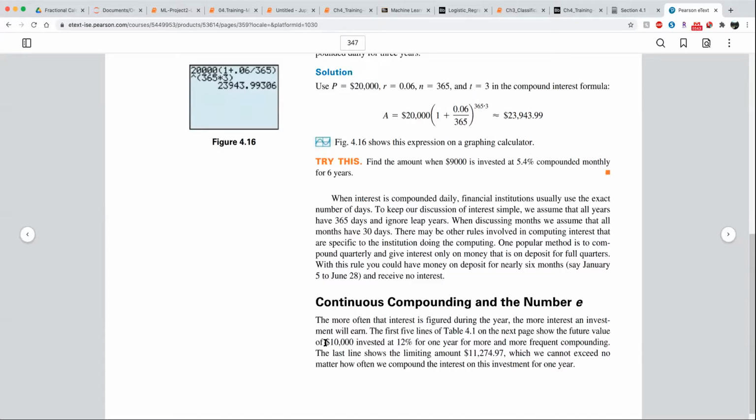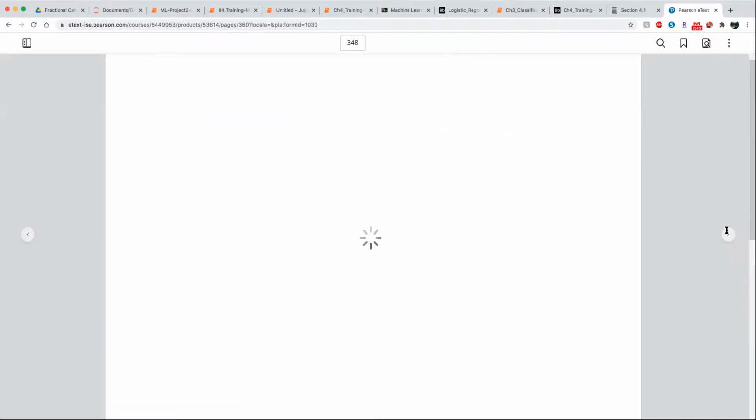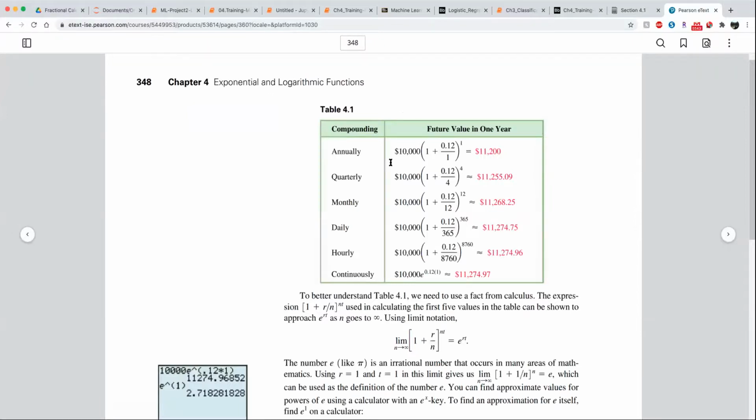The principal is $10,000, invested at a 12% rate for 1 year, compounded more and more frequently. Let's figure out the balance for the principal P of $10,000 invested at 12%, with a different number of times compounded per year. Look at the table right here.